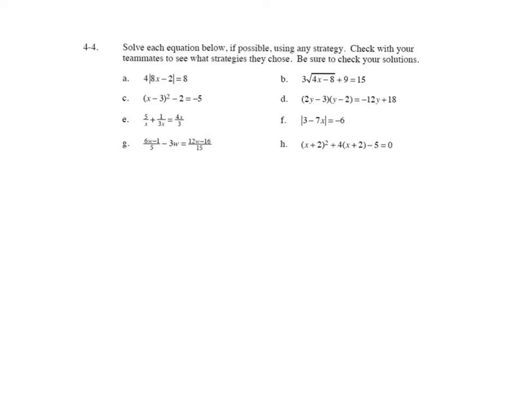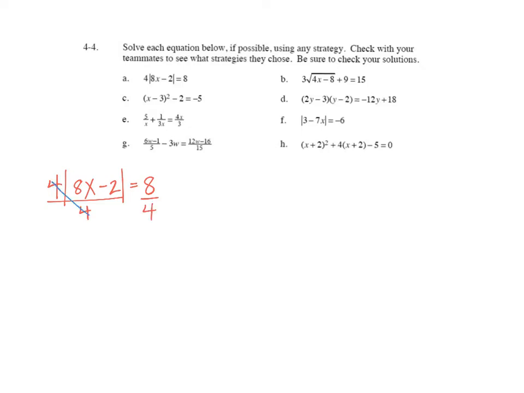In this video, we're going to look at a few different strategies we can utilize when solving a variety of equations. Let's start with 4-4 part A. To start, we're going to undo what's being done to the absolute value bars. So we have 4 times the absolute value of 8x minus 2 equals 8. So I will start by dividing both sides by 4.